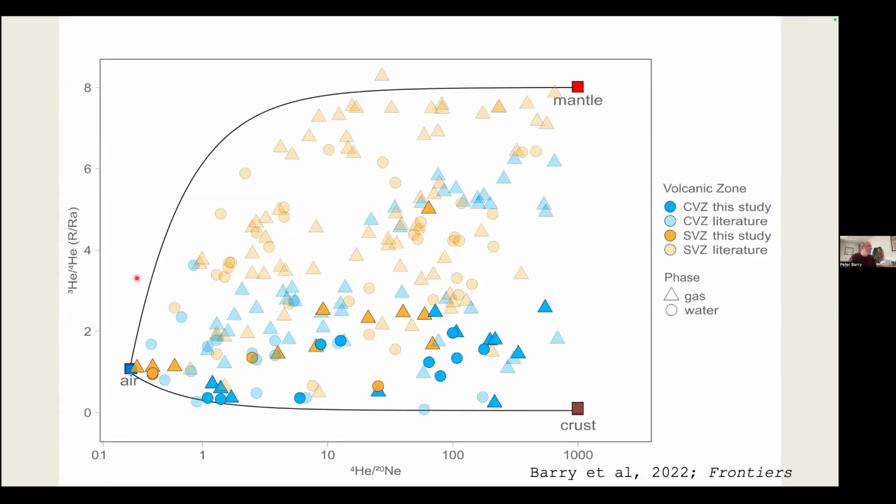Okay, cool. So we visited approximately 100 different places, and now I'm plotting the helium isotopes again versus helium neon. This is the same plot that I showed you for Costa Rica.